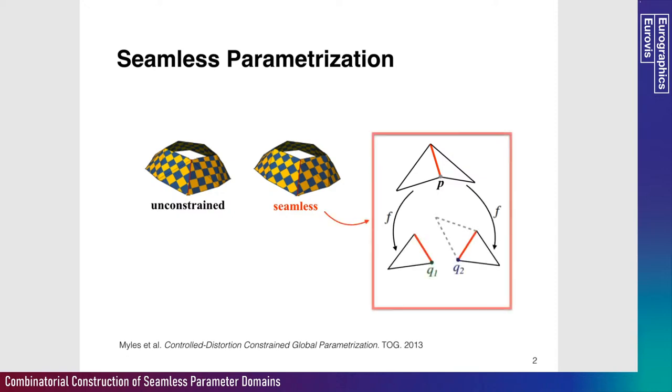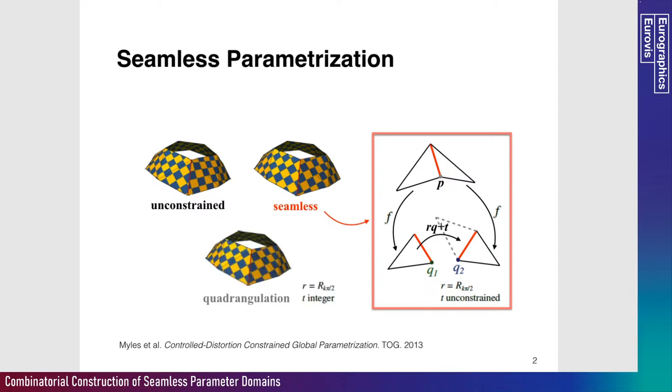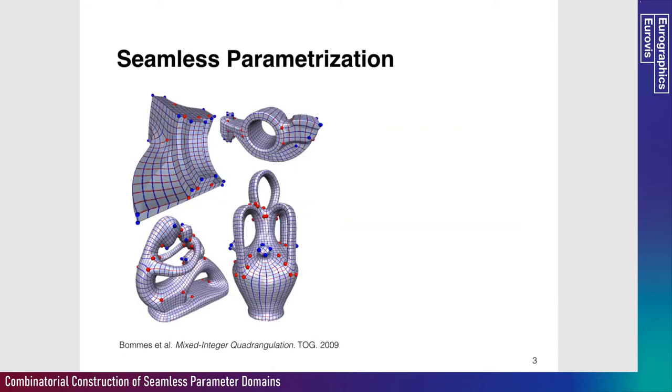In a seamless parametrization, these are related by a transition function, that is the rotation R by an angle that is a multiple of pi over 2 plus some translation. The special case where this translation additionally is integer is closely related to so-called integer grid maps, relevant for quadrangulation.